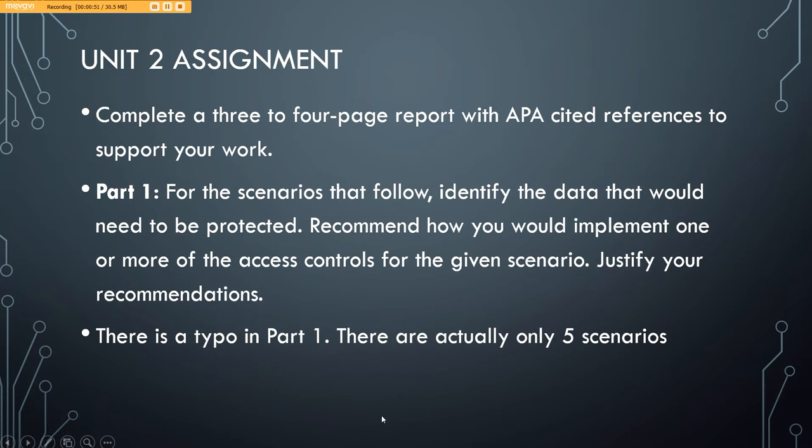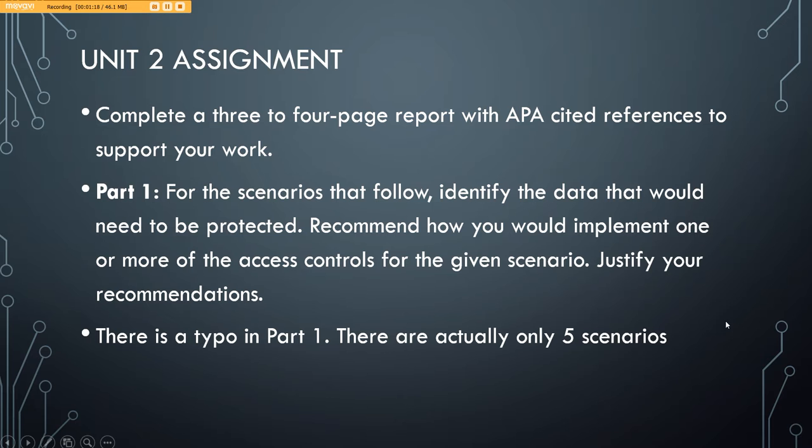Unit 2 assignment is due Sunday at 11:59 p.m. You're to complete a 3 to 4 page report with APA cited references to support your work. Part 1. For the scenarios that follow, identify the data that would need to be protected. Recommend how you would implement one or more access controls for given scenarios. Justify your recommendations. There's a typo in Part 1.